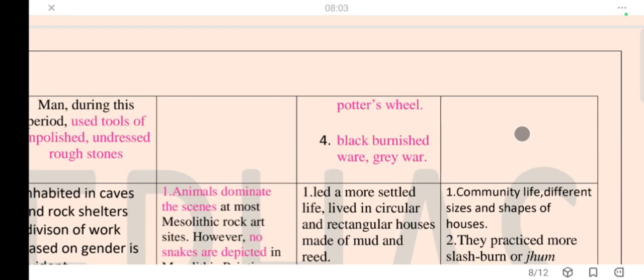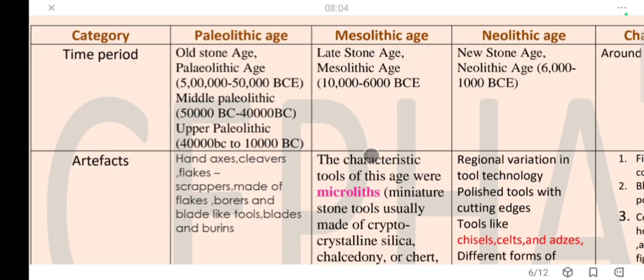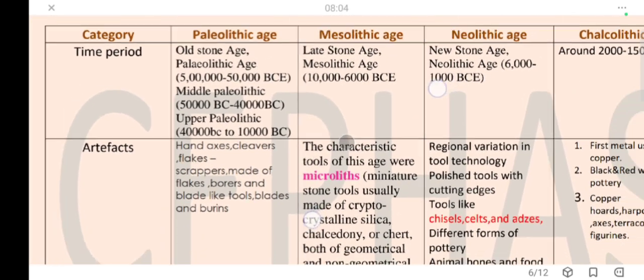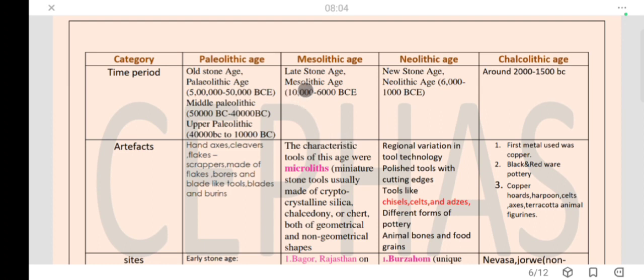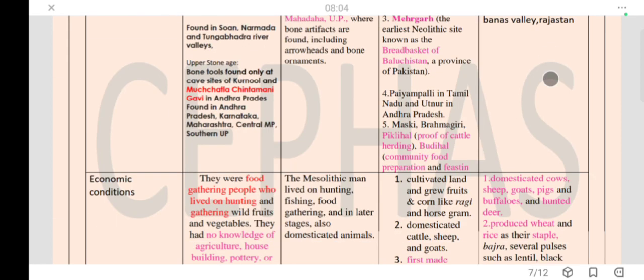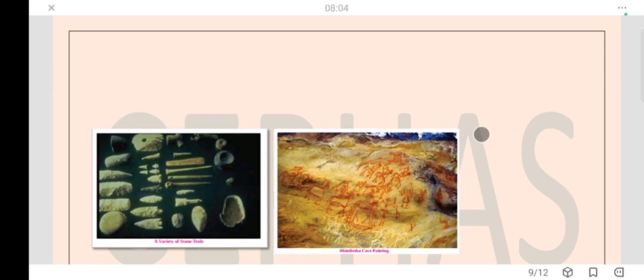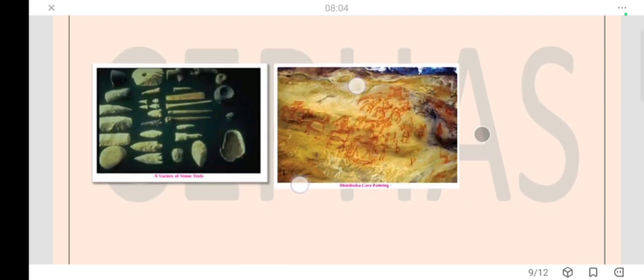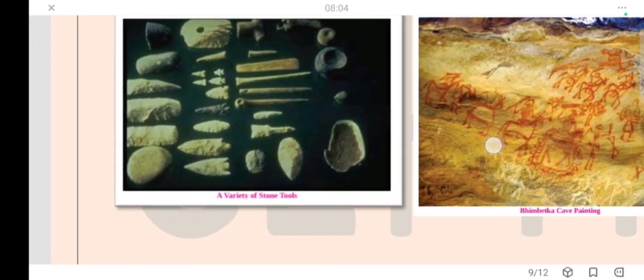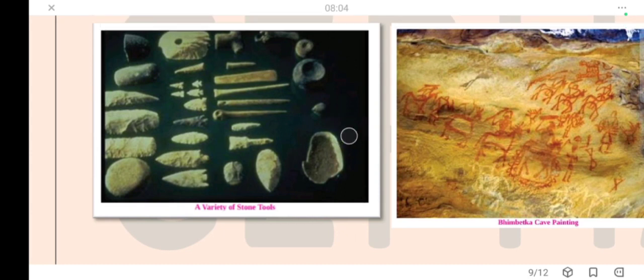So this is all about the different stages of the prehistoric period. Just go through it once, it is very important. The categories are the Paleolithic age, Mesolithic age, Neolithic and Chalcolithic age, and the artifacts related to them, sites, economic conditions, and social aspects. These are the variety of stone tools they used in the Paleolithic age. See how raw they are.